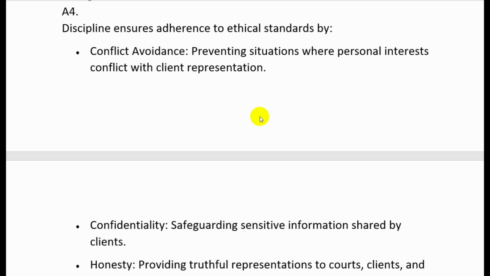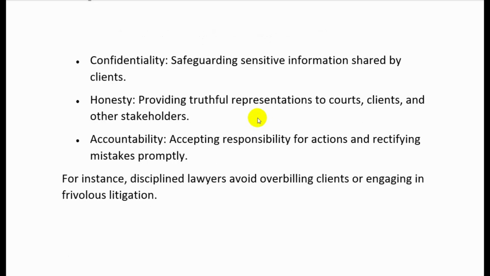Confidentiality, safeguarding sensitive information shared by your clients. That is the responsibility of the lawyers, to keep safe all the information that the client has given to the advocate. Honesty, providing truthful representation to the court, clients, and other stakeholders.